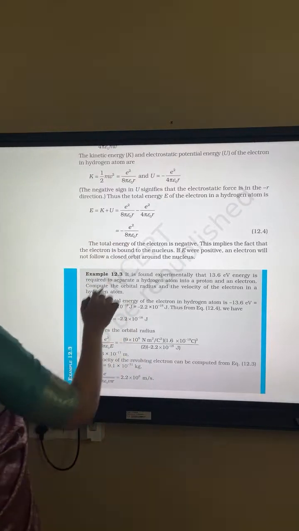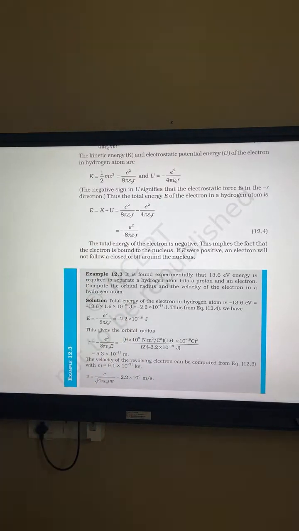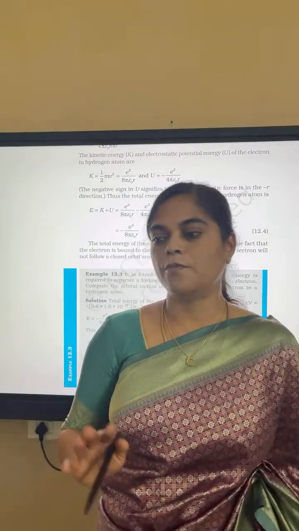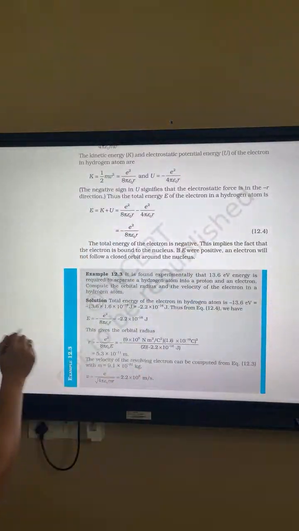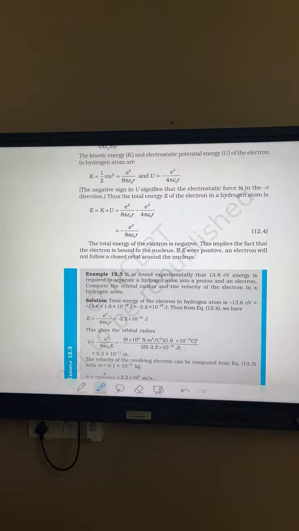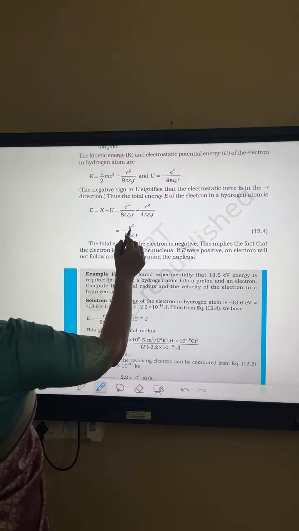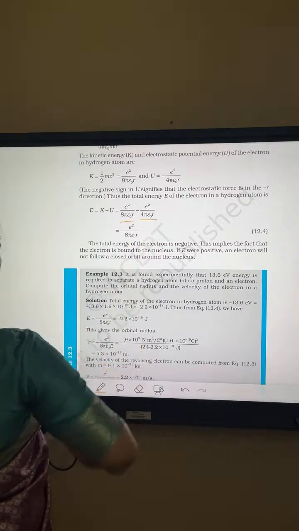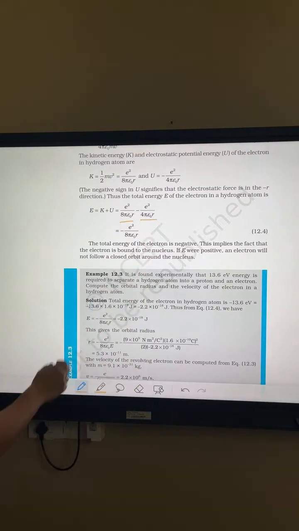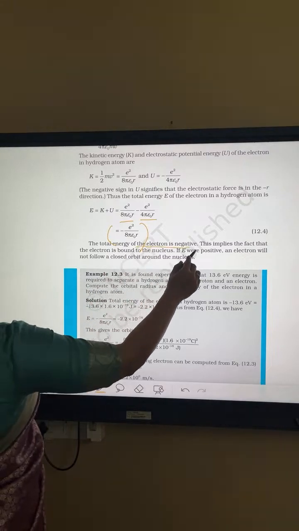What is this K plus U right now? This is the total energy, right? For a hydrogen atom only we are speaking, where one electron and one proton are there. So we are taking only the hydrogen atom. You can add them, right? So the result will be here: the total energy of the electron is negative.